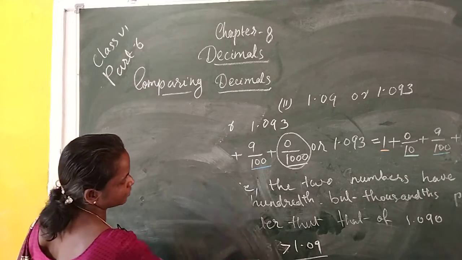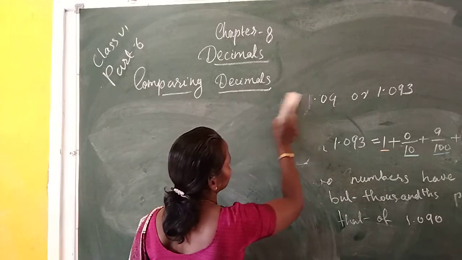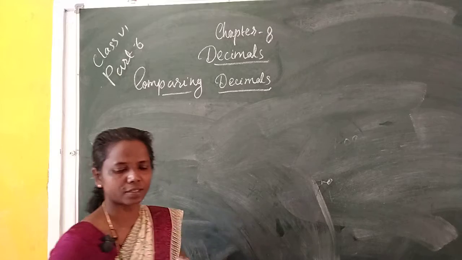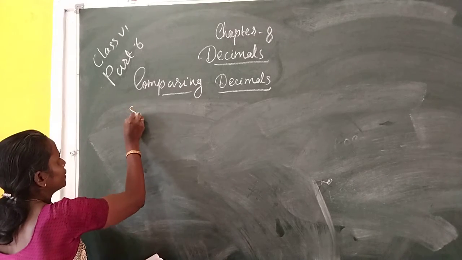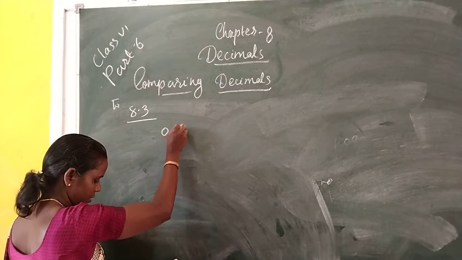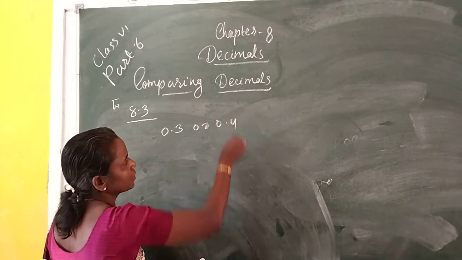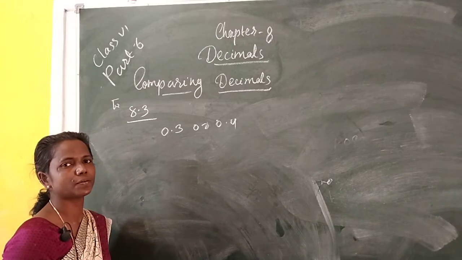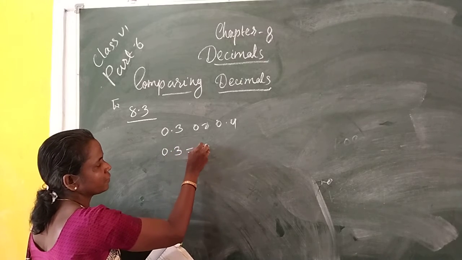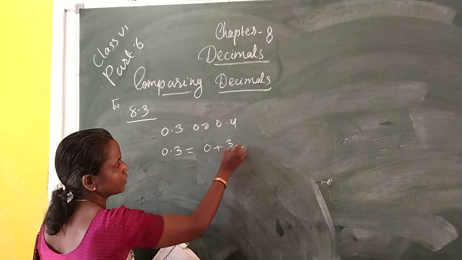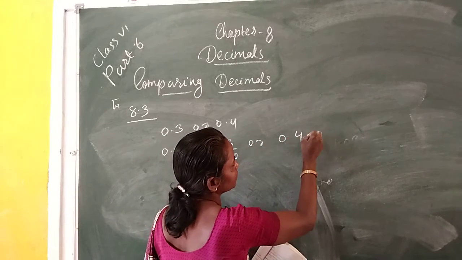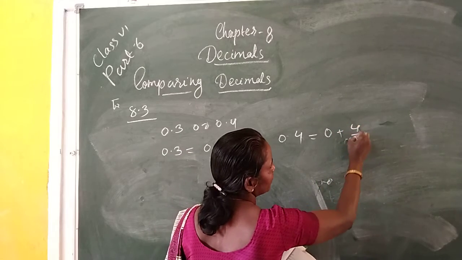The next exercise, take exercise 8.3. It's the first question. Look. First question, which is greater, 0.3 or 0.4? Look, this is which type of decimal? Like decimal. So 0.3 is equal to, we can write 0 plus 3 by 10th, or 0.4 is equal to 0 plus 4 by 10th.